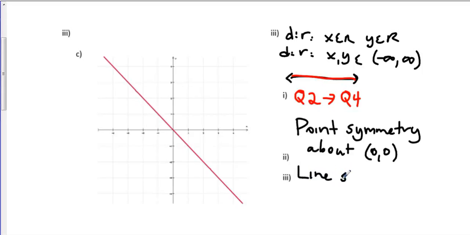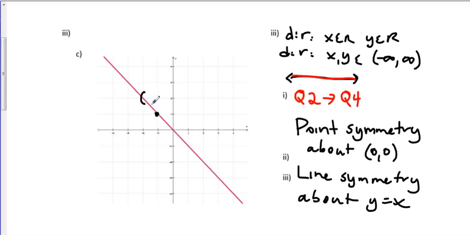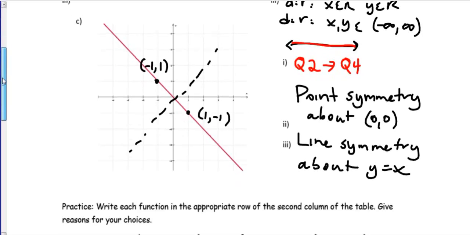This one's harder to see. About the line y equals x. So for instance, if we took this point here, this was the point negative 1, 1. Remember, y equals x means that you're just going to switch your x's and your y's, and so that would become 1, negative 1, which is down here, right? So the line y equals x is kind of here. If we reflect in that line, we get our line back. Okay, but that one's difficult to see, I get that.